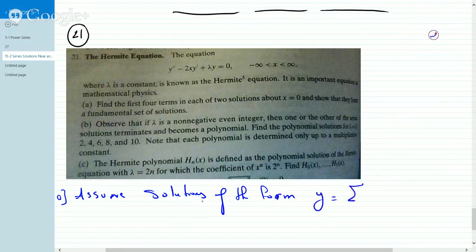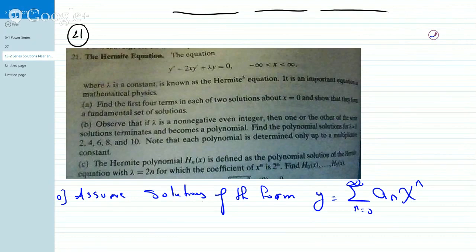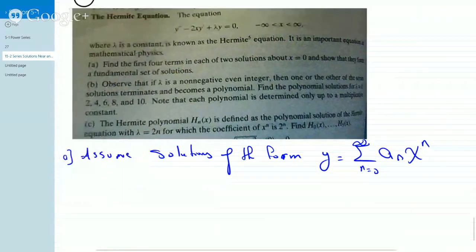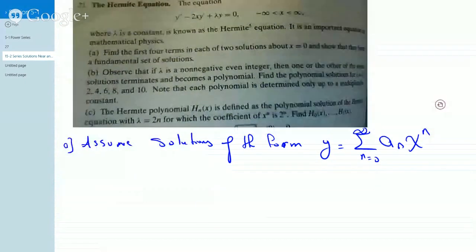y equals summation from n equals 0 to infinity, always the case, yeah? a of n x to the n. We will find the first derivative, second derivative, plug them into the differential equation, and then try to establish a recurrence, either figure out the coefficients or establish a recurrence relationship between the coefficients. Okay? So you should be able to do this one.